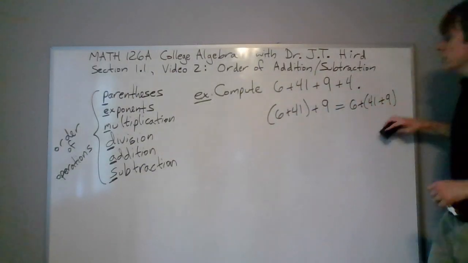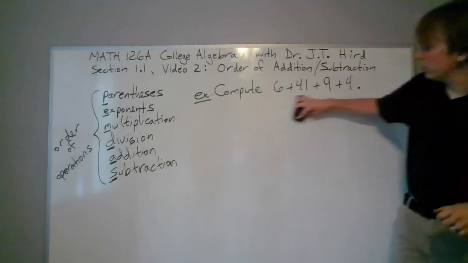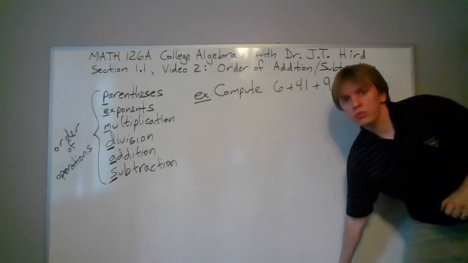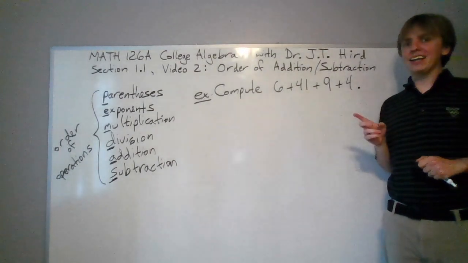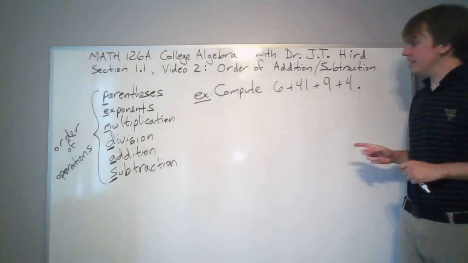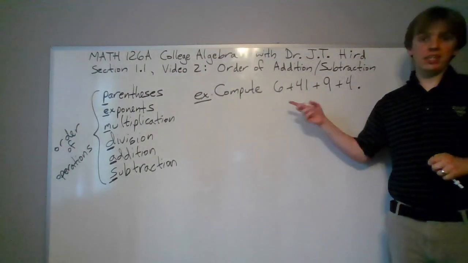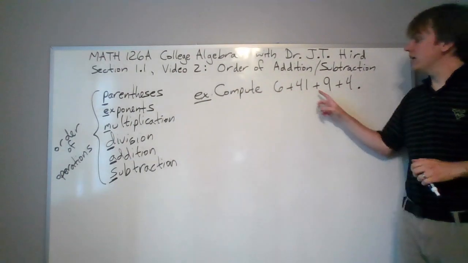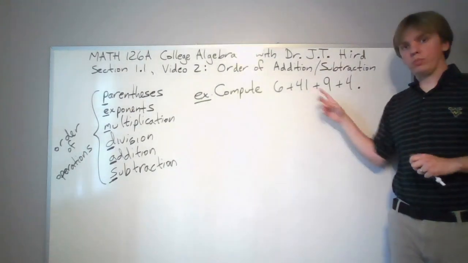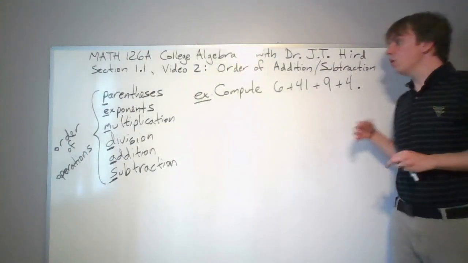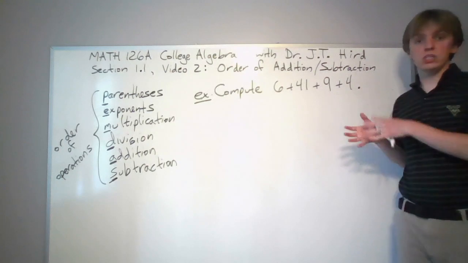Because looking at the original expression that I have on the board, 6 plus 41 plus 9 plus 4, there are certain numbers that are much easier to add to each other than others. Mainly 4 and 6 adds up to something nice and simple, 10. And 41 and 9 adds up to something also nice and simple. 41 plus 9 would be an even 50. So why don't I shuffle the order so that I do those additions first?